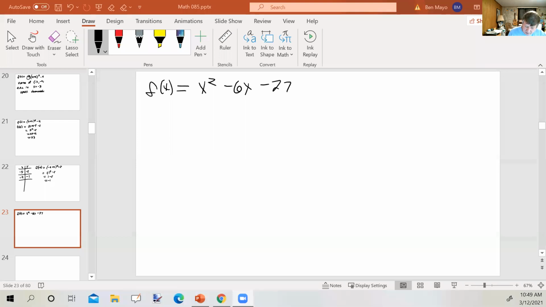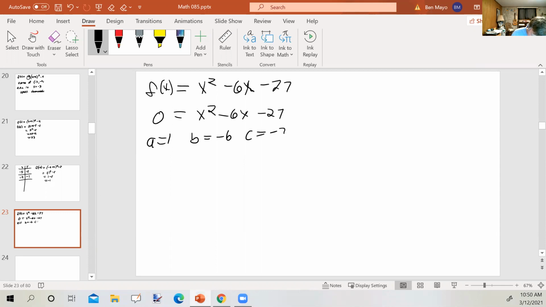To find the x-intercepts, you'd set y, or in this case f of x, equal to 0. So 0 equals x squared minus 6x minus 27. Well, let's see. To solve that, I'd use the quadratic formula. A is 1, B is -6, and C is -27.